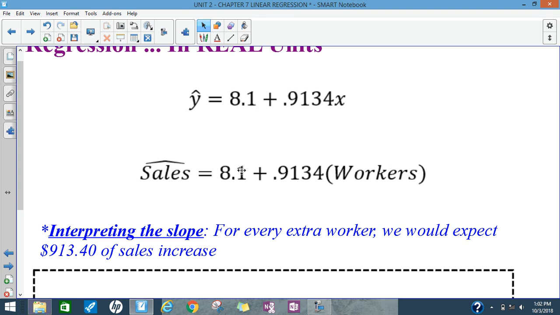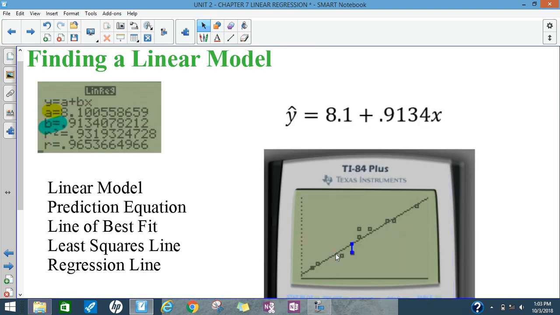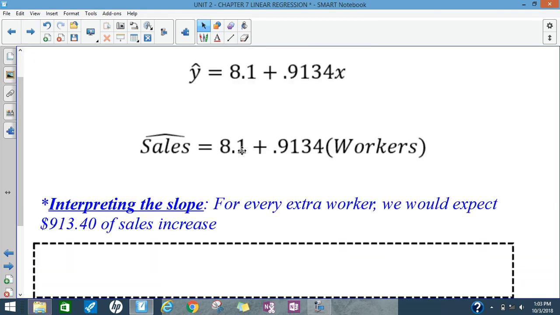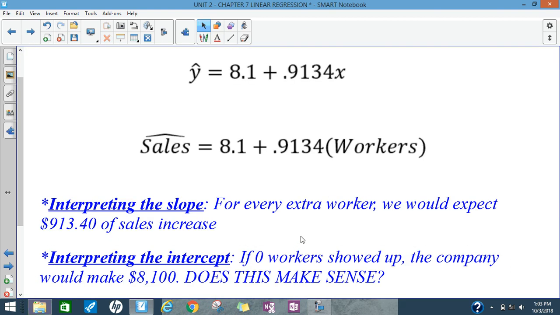And then we want to talk about the intercept, 8.1. Again, we're in thousands of dollars here, so this means $8,100. And if you remember back to algebra, intercept is where the line crosses the y-axis. So let's actually go back. You can see right here where the line crosses the y-axis. That is our intercept. And so to interpret that, we would say that if nobody showed up to work, the company would make $8,100.